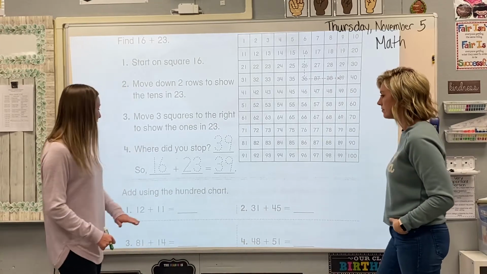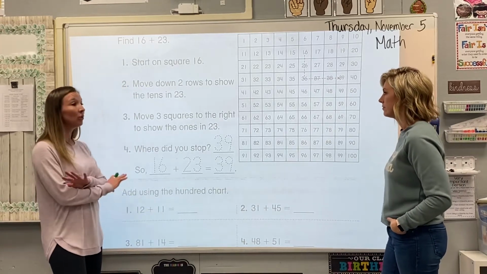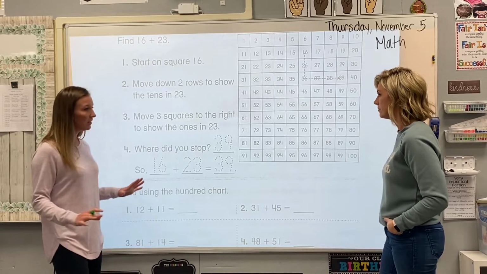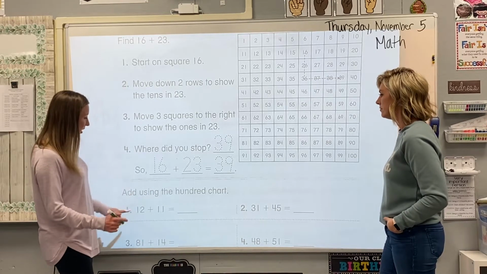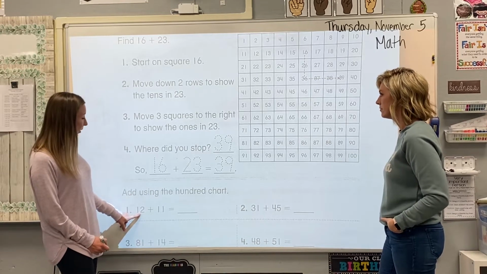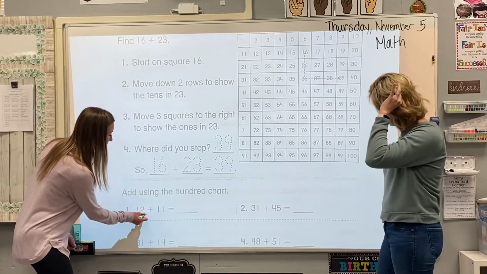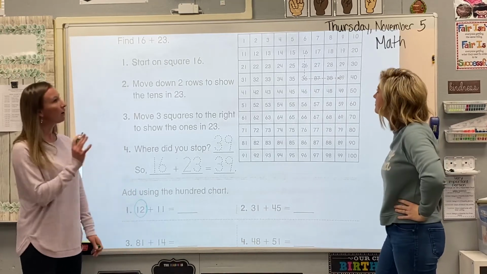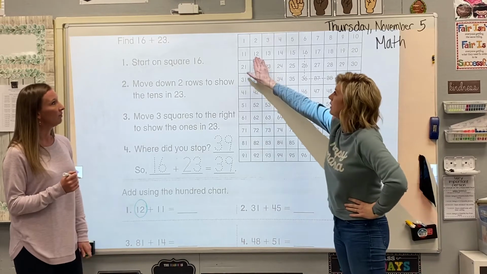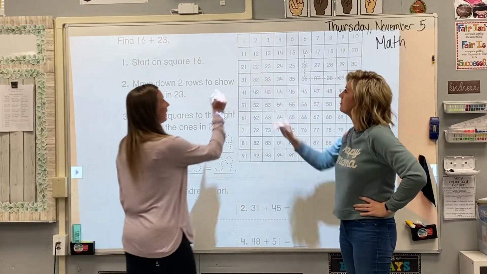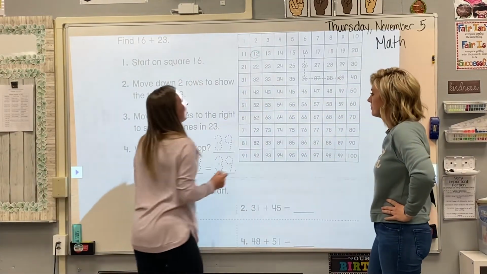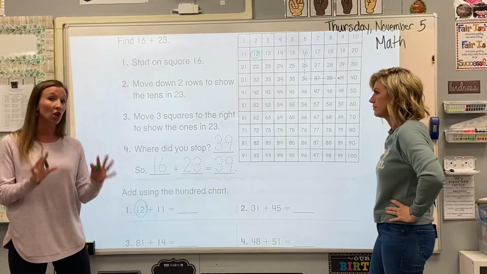Number 1 is the number 12 plus 11. I don't care what number you start with, but to make today's lesson easier, I'm just going to start with that first number. So the first number is 12. Mrs. Grant, can you show me where the number 12 is on our hundreds chart? It's right here. All right. So I'm going to circle the number 12 on the hundreds chart. That is my starting point.